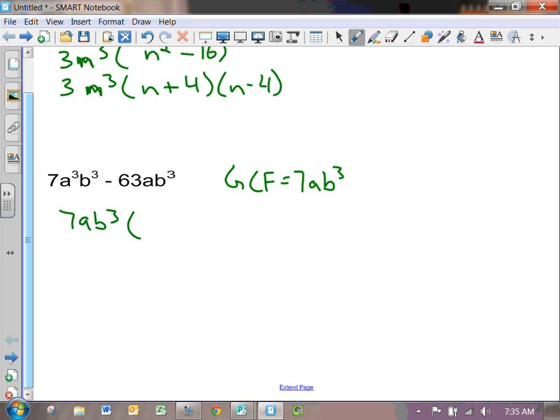So 7ab to the 3rd times what gives us 7a to the 3rd b to the 3rd? That's going to be a squared. And then 7ab to the 3rd times what gives you a negative 63ab to the 3rd? So that's going to be a minus, and it ends up being just 9. So again, we've got this difference of squares case. So we have 7ab to the 3rd, a minus 3, a plus 3.